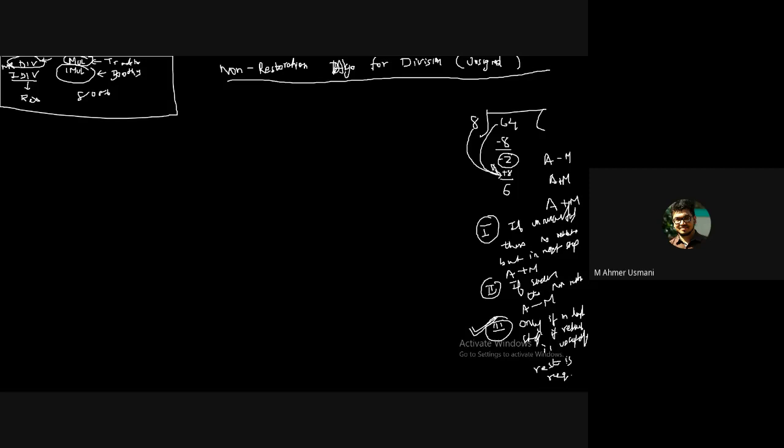Only and only in the last step will you need restoration; in any other step you do not need restoration. That is why this algorithm is called non-restoring. Is that clear? Yes, sir. Since no restoration is required, majority of the time we don't require that restoration. This algorithm is faster compared to the restoring one. Is that clear? Why it is faster?